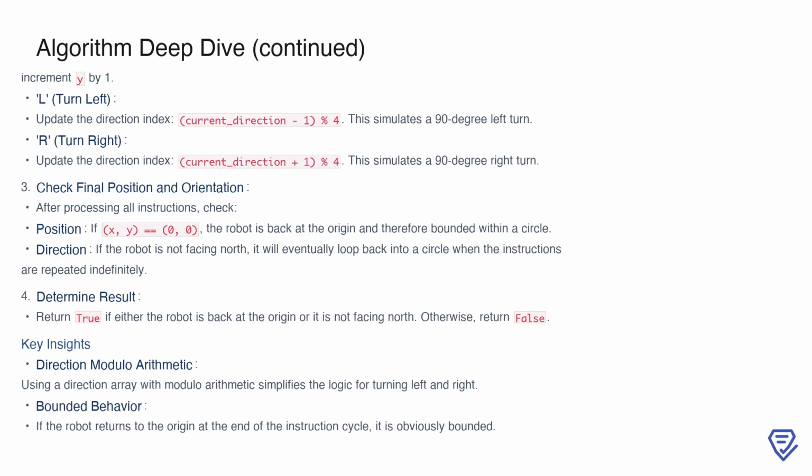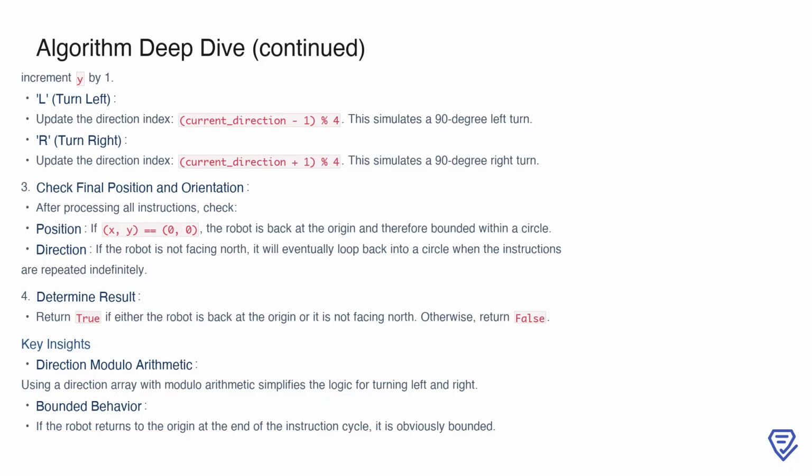When processing instructions, we handle each command based on its specific behavior. For G, the robot moves forward in its current direction, updating its position. For example, moving north involves incrementing the y-coordinate by 1. Turning left with L updates the direction index by subtracting 1 and taking modulo 4, ensuring it wraps around the direction array cyclically. Similarly, turning right with R adds 1 to the direction index modulo 4.